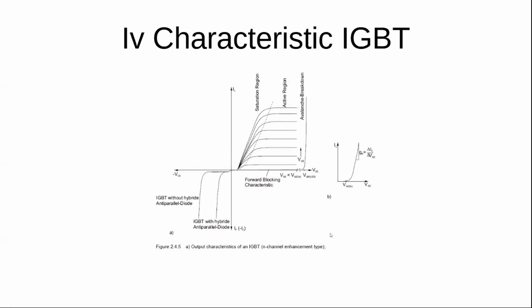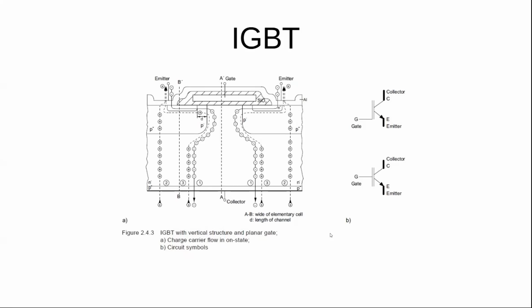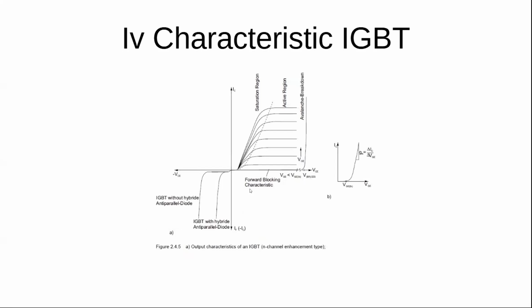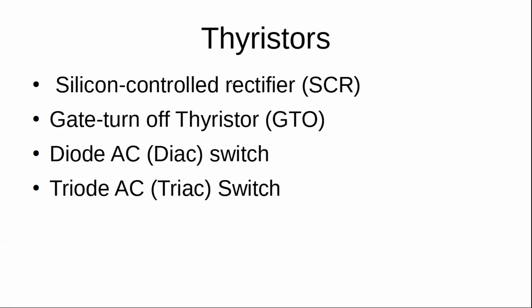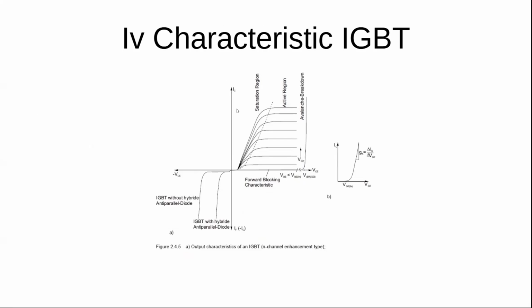Okay, so when we look at the IV characteristics, the reason I'm not spending any real time on the explanation is because it's very similar. The only difference is this. The IV characteristics are basically similar to what we have with the BJT. So now we're calling this VCE and we're calling that IC, so collector current and then VCE.